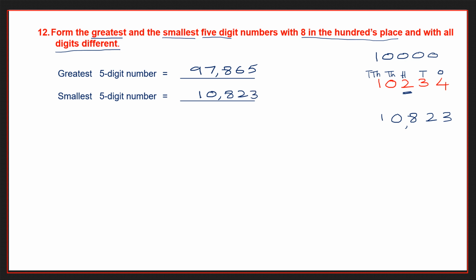So the greatest 5-digit number is 97,865 and the smallest is 10,823.